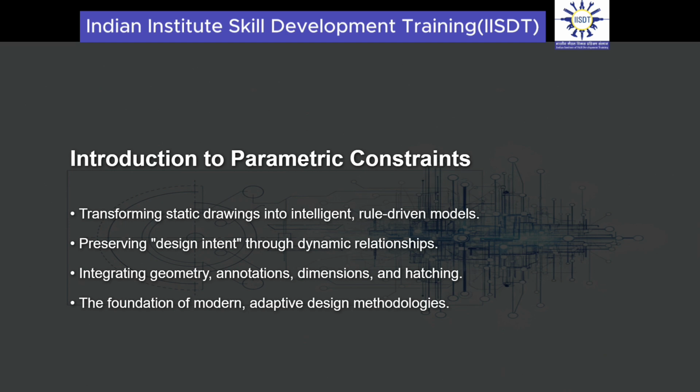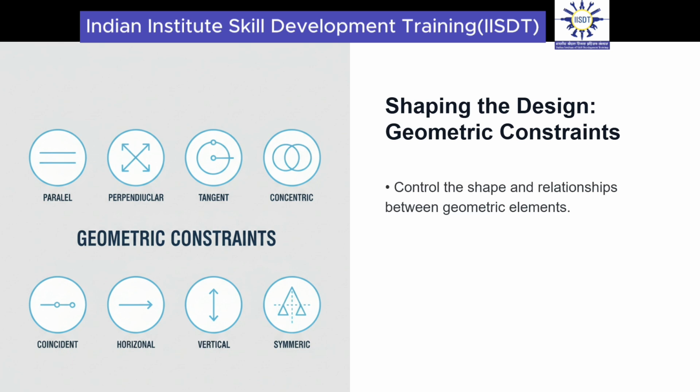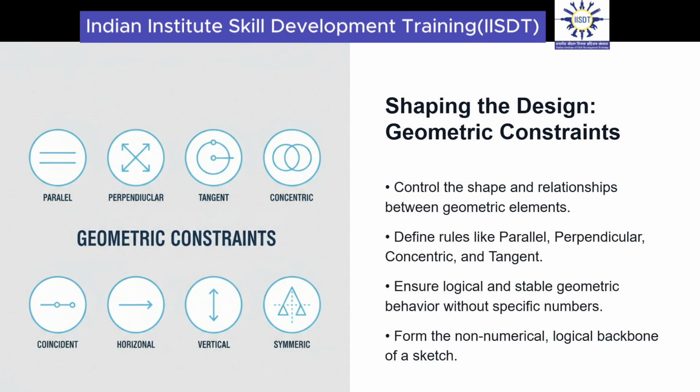Understanding this concept is the first step towards unlocking the full potential of advanced CAD systems and revolutionizing how we approach engineering, architecture, and product design. Now that we understand the what of parametric modeling, let's explore the how, starting with geometric constraints.